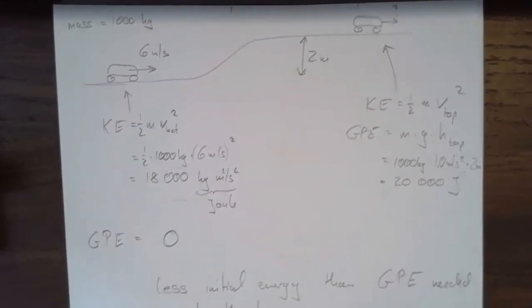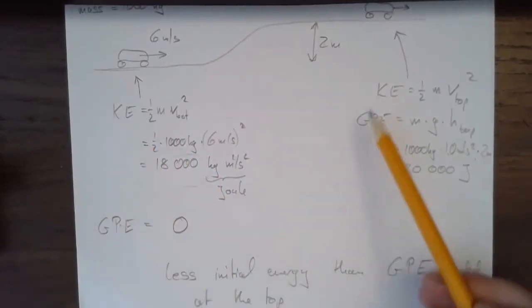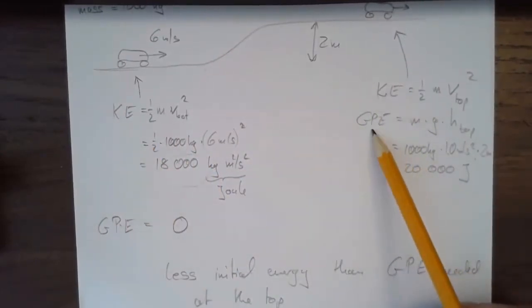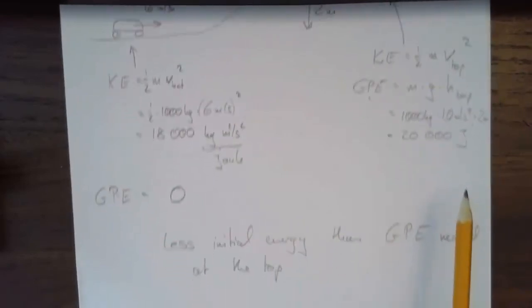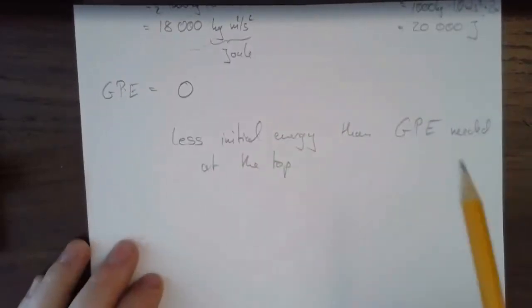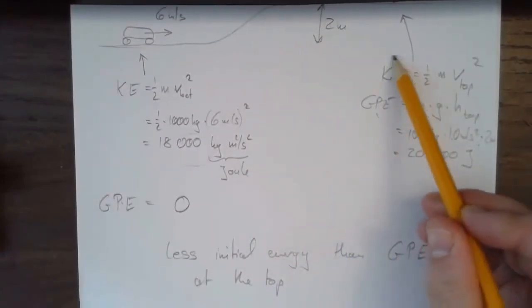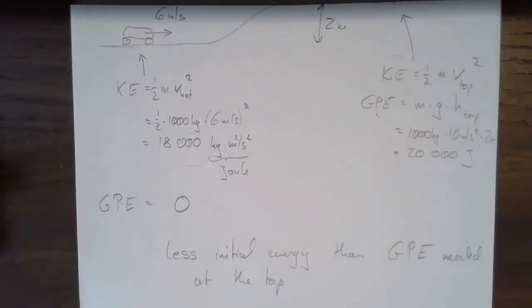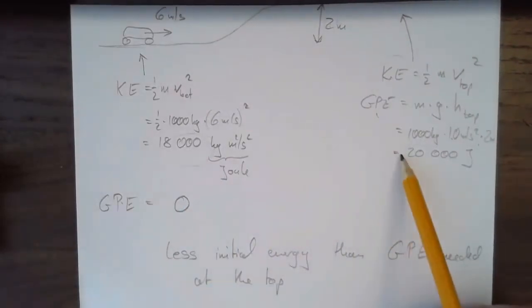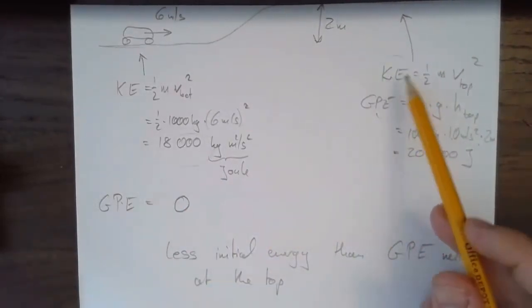So how can that be? Well, this plus this is equal to this plus this. Right? Total energy is conserved. So that gives essentially two possibilities. The one possibility is that this value is negative. Minus 2,000, right? 18,000 is equal to 20,000 plus what? Oh, minus 2,000.